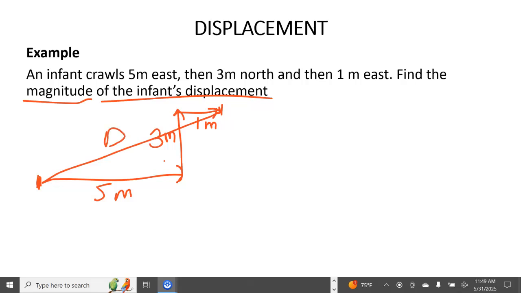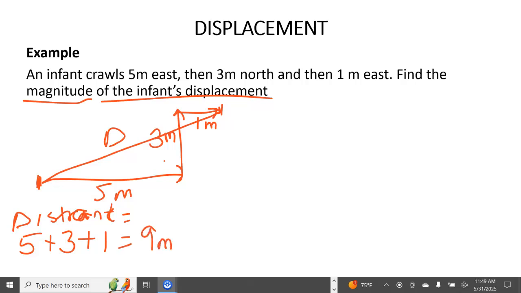Normally, the distance traveled will just be 5 plus 3 plus 1. And that will give us 9 meters. That's the distance. But now we're finding the magnitude of the infant's displacement. We're looking at the magnitude. That is why we have to apply this. Now we have to apply this Pythagoras theorem.